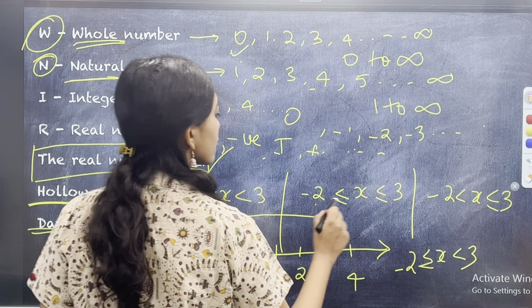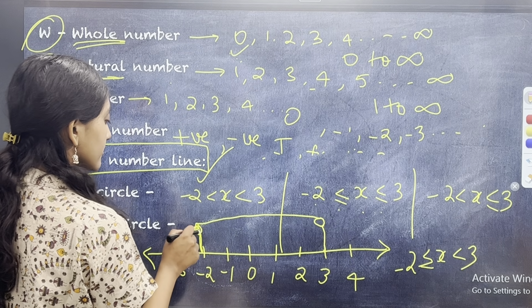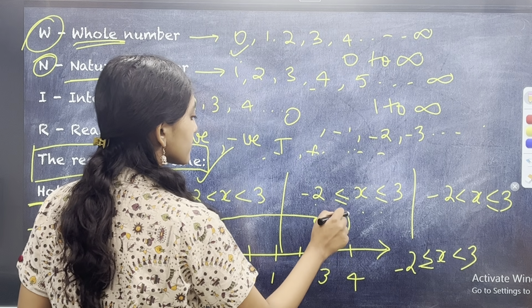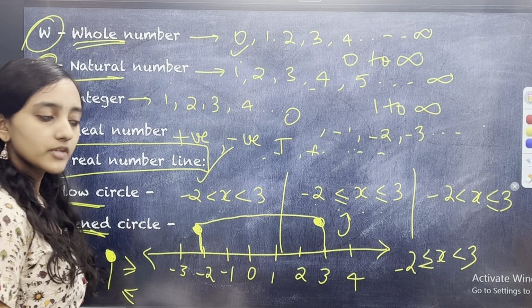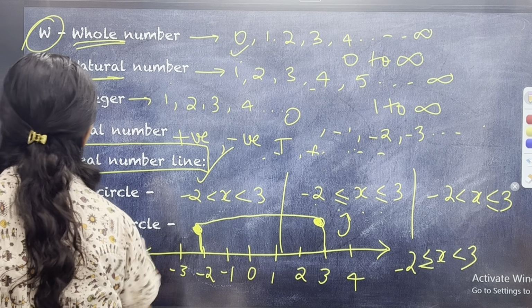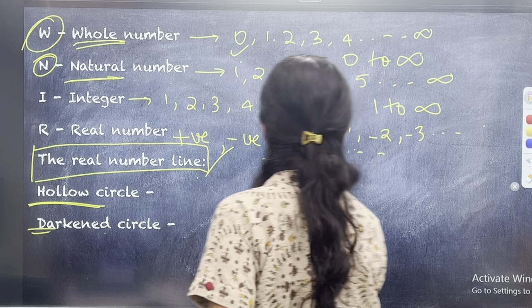Suppose it is -2 is less than or equal to x is less than or equal to 3. Then I will fill these circles, and it will become this particular inequality. OK? Did you understand what I mean? I have one more thing to tell you, which you can use for your representation.